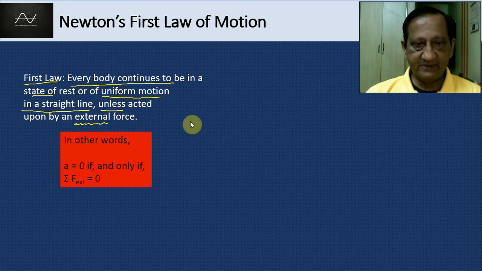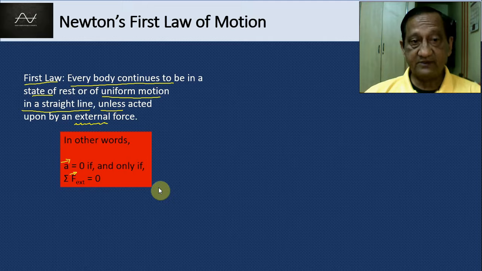Mathematically, we can express it like this. The acceleration of a body is zero if and only if the sum of all the external forces on it is zero. There may be many forces acting. We can always find the net force. If that is zero, then the acceleration is zero. Otherwise, it won't be zero. And the acceleration of the body will be in the direction of the net force.